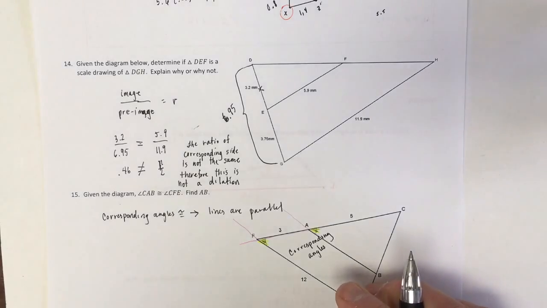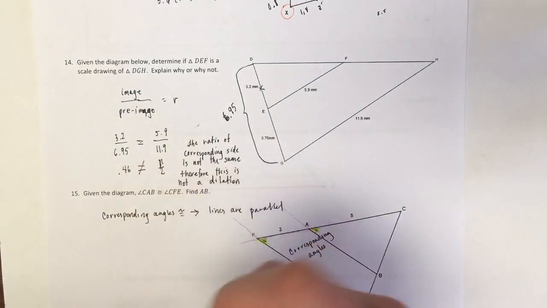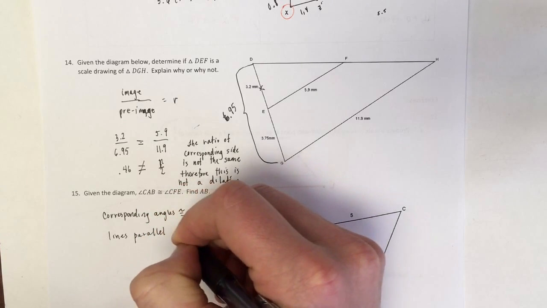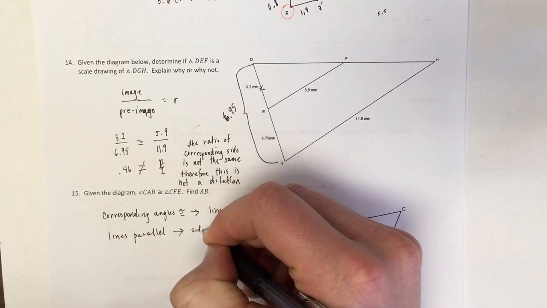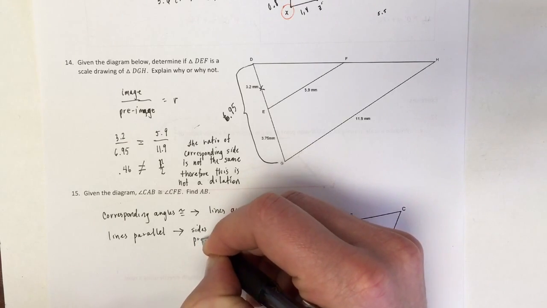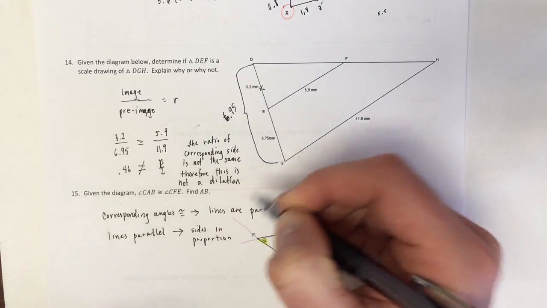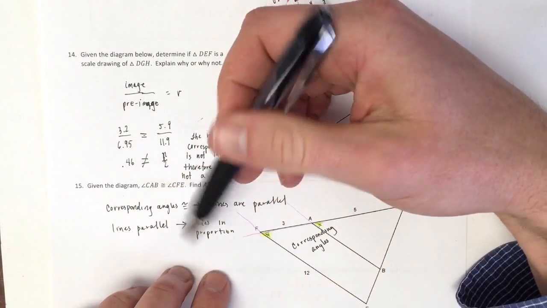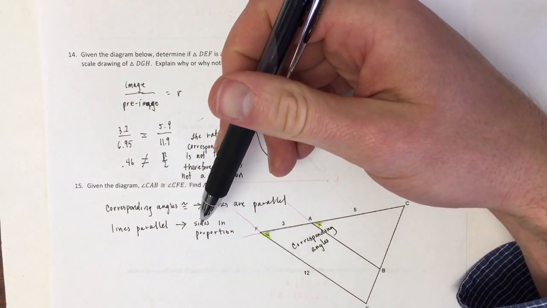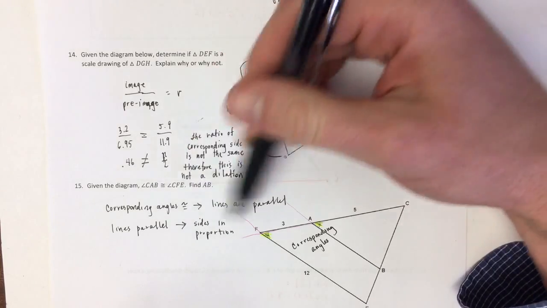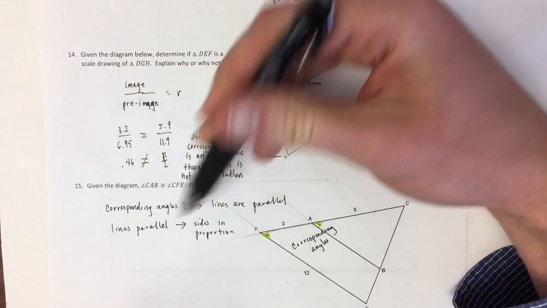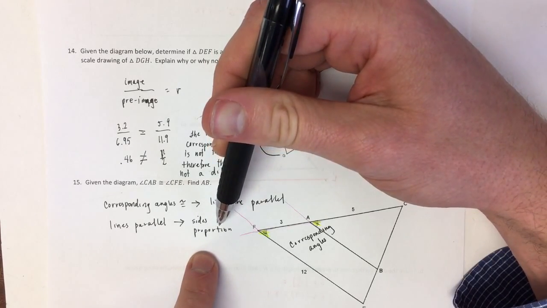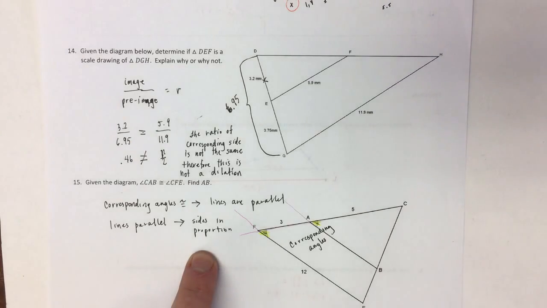Due to the side splitter theorem, we know that if we have lines parallel, then we have sides in proportion. And this is the real growth when you start thinking geometrically or in these deductive logical ways. It's like an if-then followed by an if-then, and one leads to the next, leads to the next. And so now I know that my sides are in proportion, and I can go through and find what I'm supposed to find.